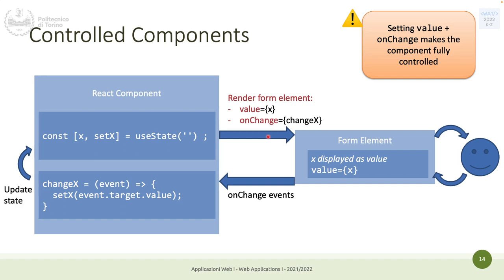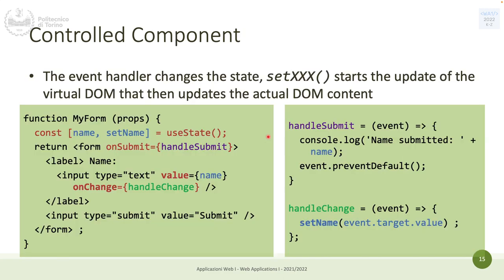When you type a letter, the change x is called, that updates the value, that renders the component with a new letter. And then you type another letter, another round, until you complete the full name, and then you move to another field, and the value in that field will store your name in the state. The same thing happens with another state, with another setX, setY, for another field. So setting value plus onChange again with a state makes a component fully controlled. That is the way that we would like to have.